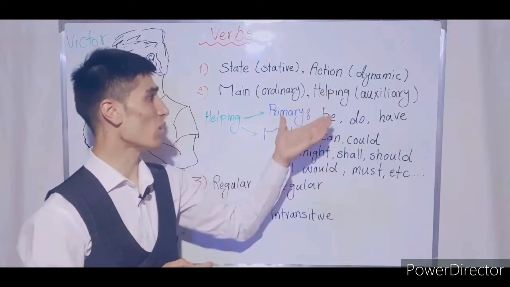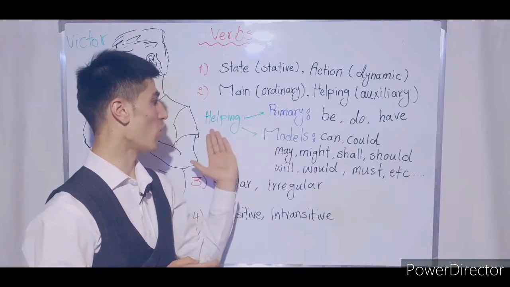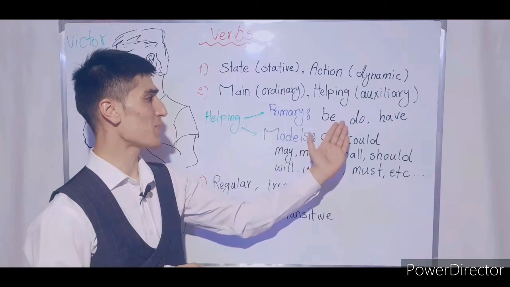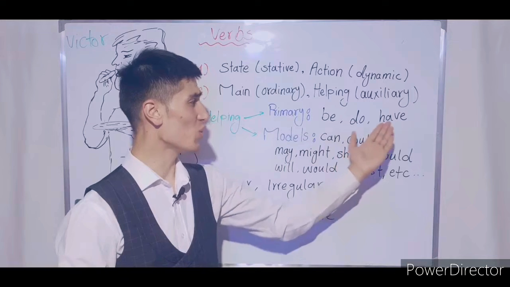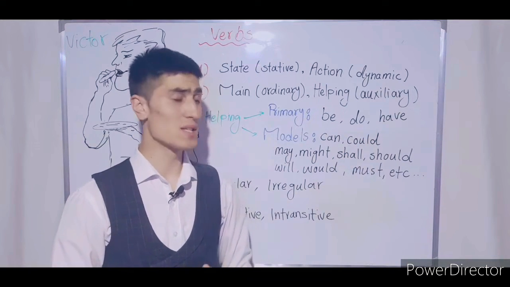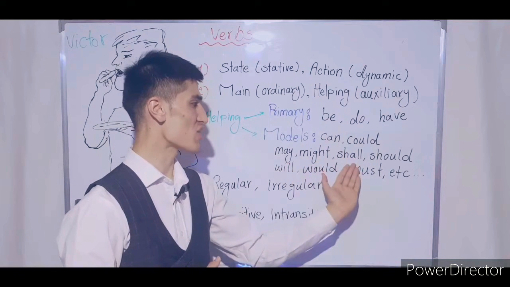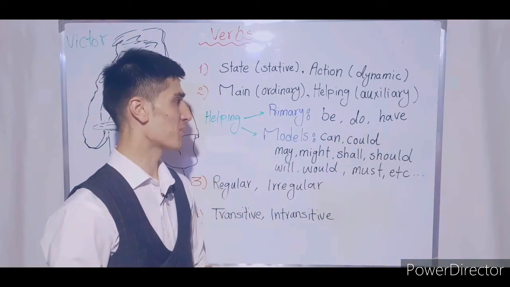So there are some other examples also. Let's see what the helping verbs are. The helping verbs can be primary or modals. So primary auxiliary verbs are be, do, and have. And the modal verbs are can, could, may, might, shall, should, will, would, must, and so on.